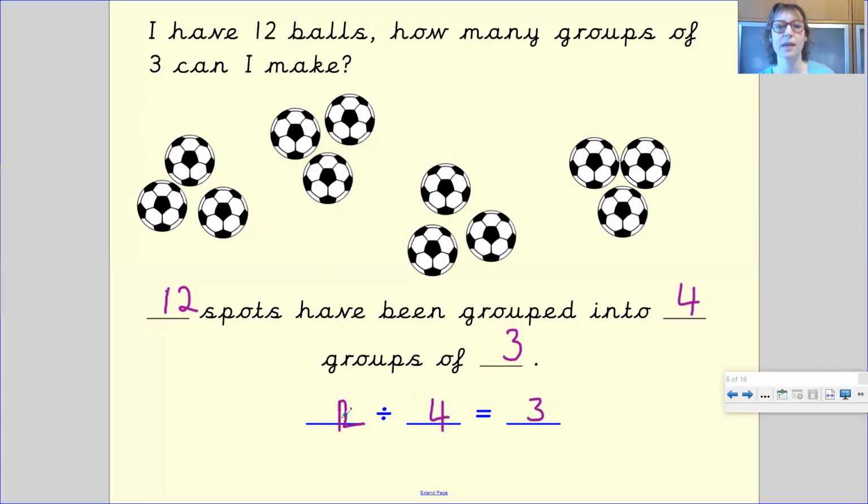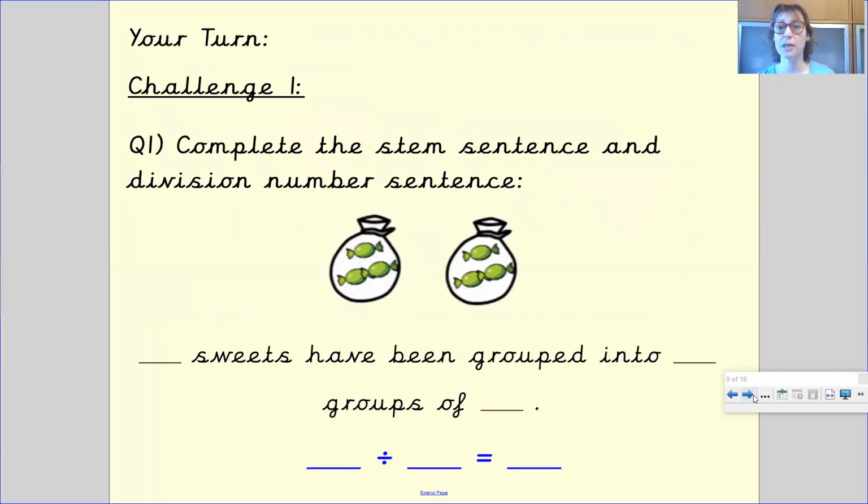Can you say that with me? 12 divided by 4 equals 3. Your turn. So what I'd like you to do is write the STEM sentences and the division questions that match the pictures.